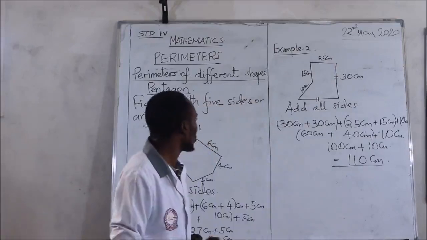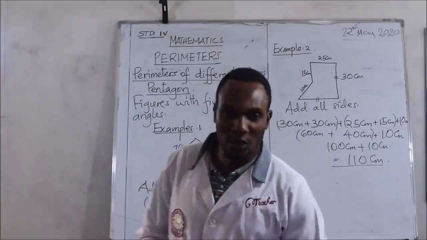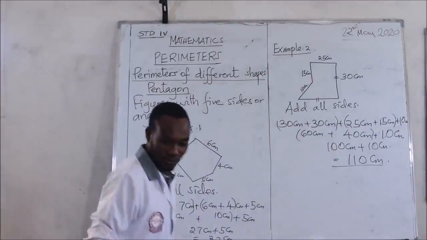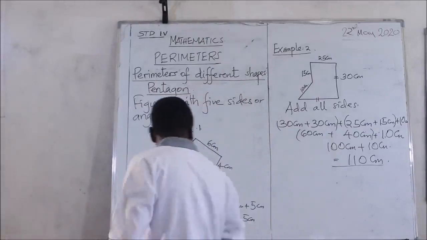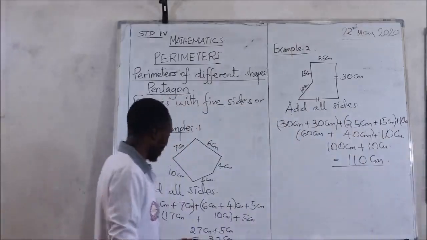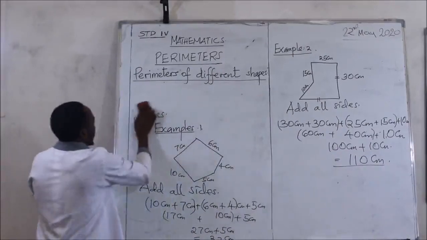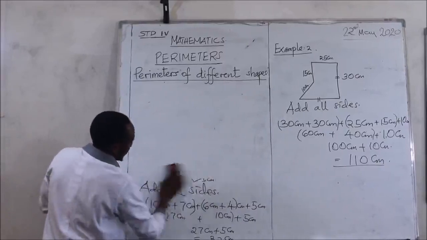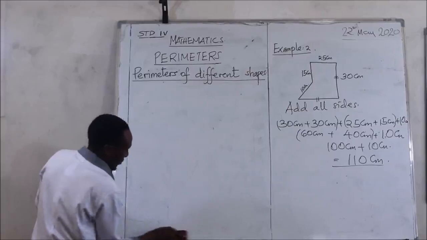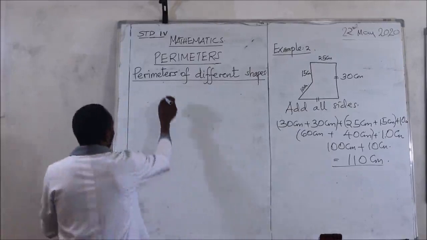Now, let's go to look at the perimeter of hexagon. The perimeter of hexagon. Let's go to look at hexagon.